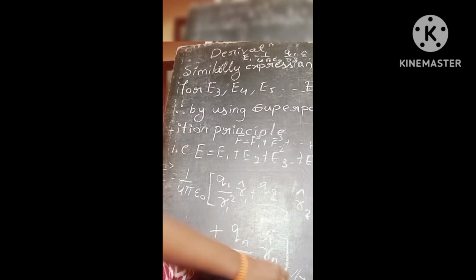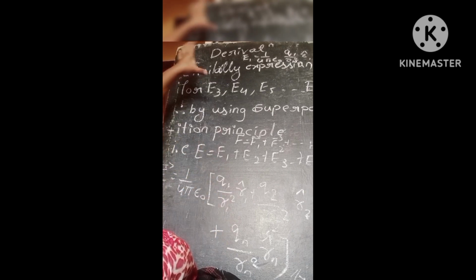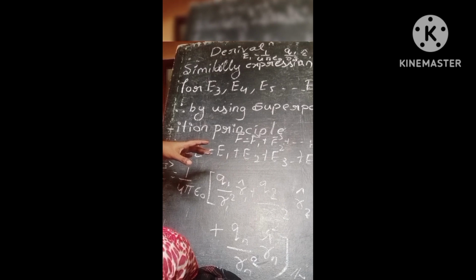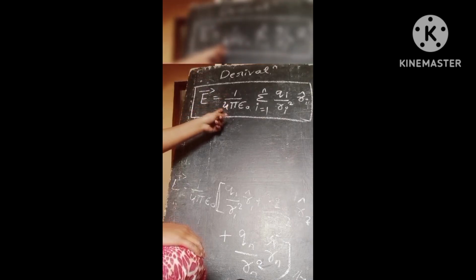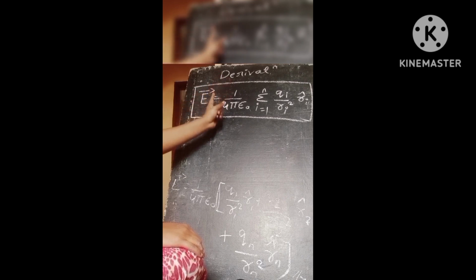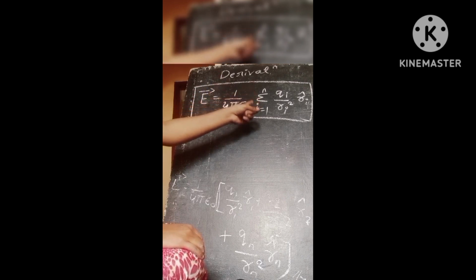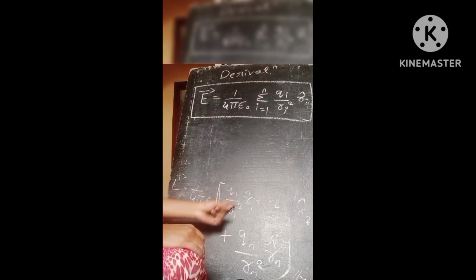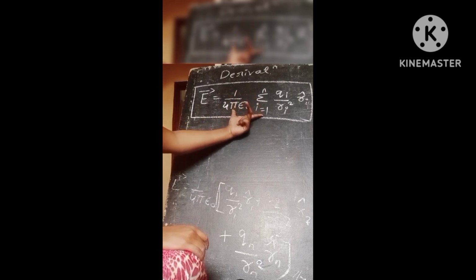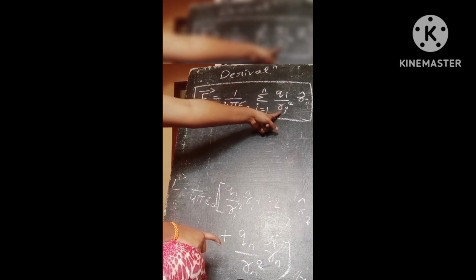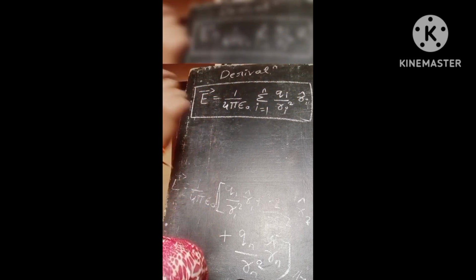Here only one step is left to write the last equation. This is my last equation for this entire derivation: vector E is equal to 1 divided by 4 pi epsilon naught, summation of i from 1 to n. This was for E1, E2, E3, but here we are writing the general expression, and for that reason I took i. So Qi divided by ri squared into ri cap.